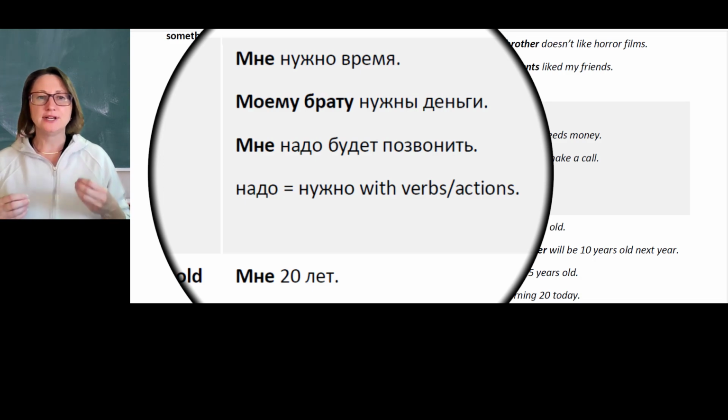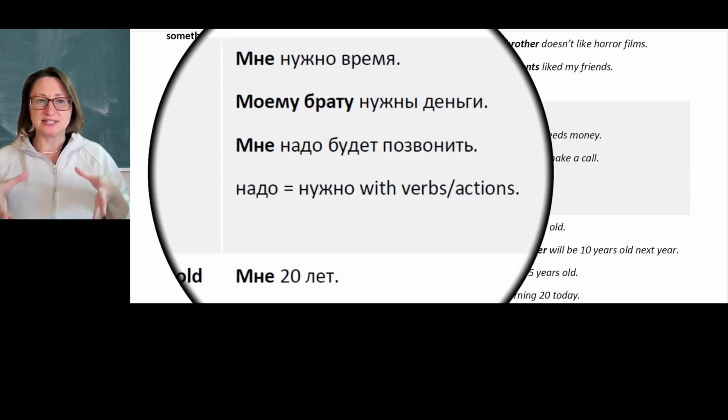So I cannot have надо in the first one, мне надо время. No, it doesn't work like that. Мне нужно время. Моему брату нужны деньги. It's not моему брату надо деньги. Now, in some colloquial expressions, we can say it in some context, but it's not grammatically correct.